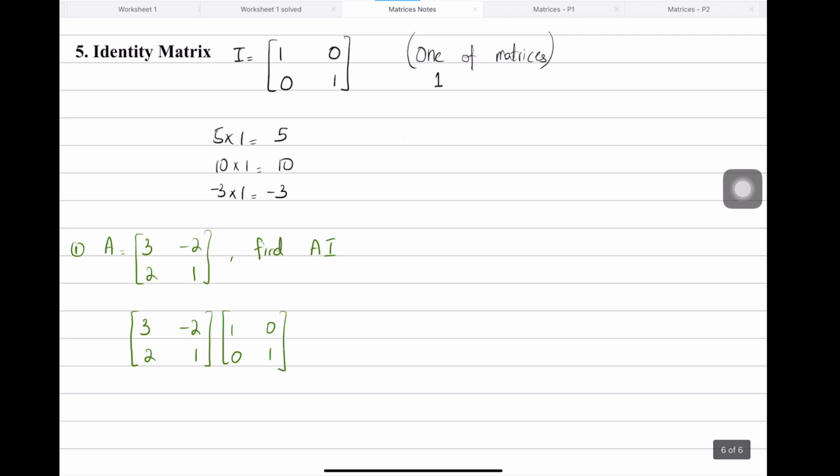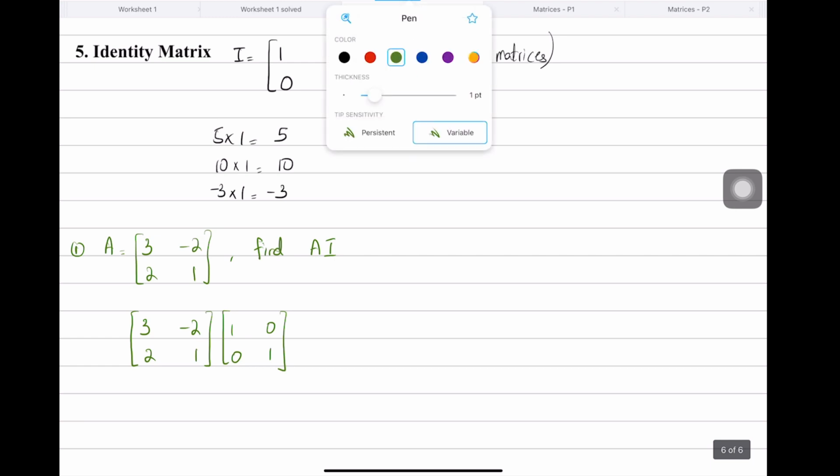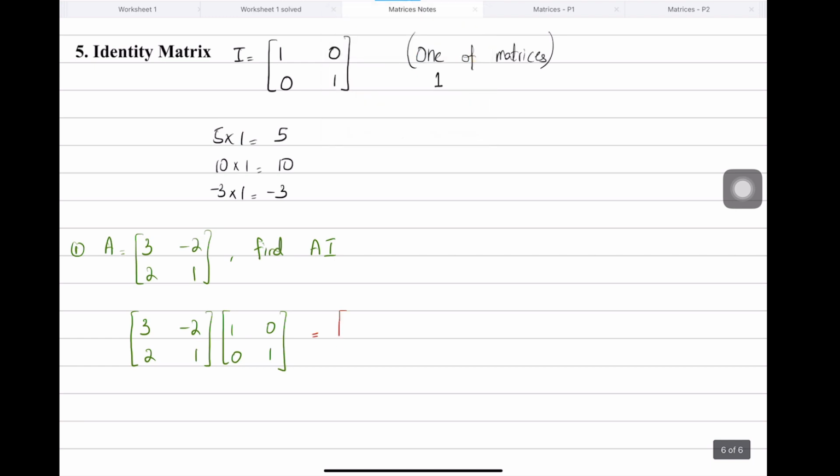Now the first question is, can we multiply the two matrices? Yes, we can. The second question is, what is the order going to be? It's going to be a 2 by 2 matrix. Now we finally start multiplying the two matrices. If I multiply the first row with the first column, 3 into 1 is 3, plus minus 2 into 0 is 0. And then if I multiply the first row with the second column, so 3 into 0 is 0, plus minus 2 into 1 is minus 2. And now we multiply the second row, 2 into 1 is 2, plus 1 into 0 is 0, 2 into 0 is 0, plus 1 into 1 is 1.